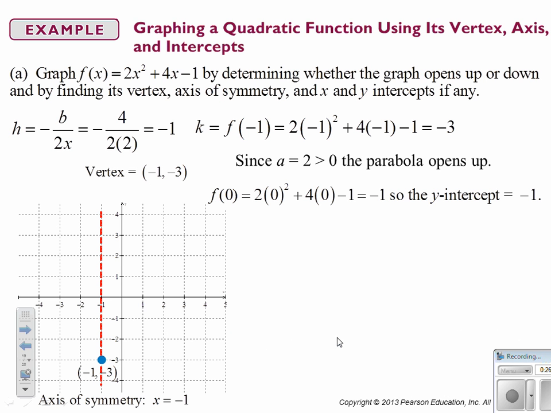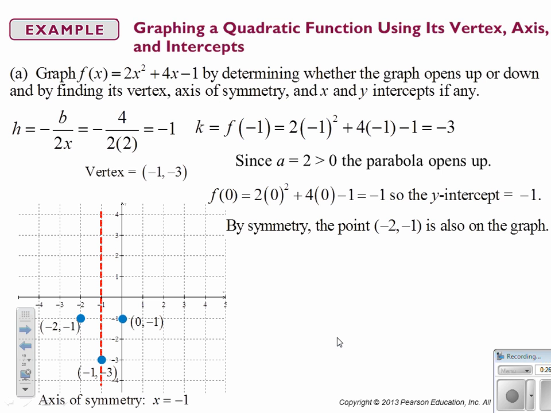We have a y-intercept at negative 1. We find that by plugging in 0 for the x. So at negative 1, there's a nice point. I have its matching point mirrored on the left-hand side of my axis of symmetry. And then I throw down my nice parabola.